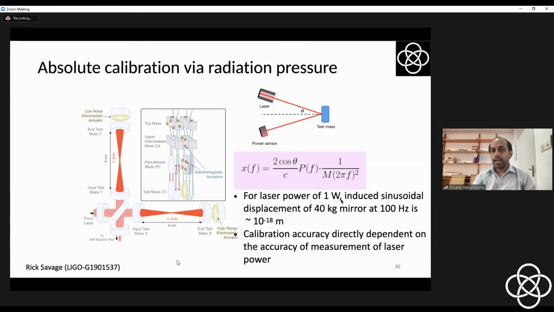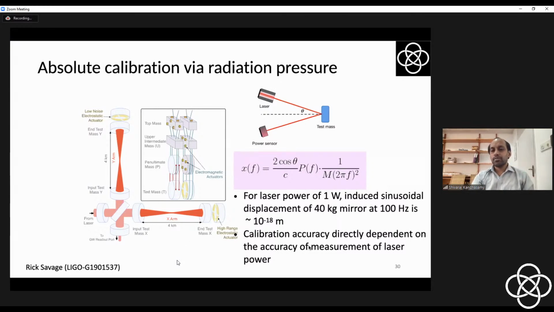If I take a 1 watt laser and modulate the laser light at 100 hertz on a 40 kilogram mass, which is the mass of the mirror at LIGO, this produces a length motion of this mirror at the level of 10 to the power minus 18 meter. It turns out that it is the same length fluctuation a gravitational wave produces. So by using this mirror system, we can calibrate this gravitational wave detector for measuring a gravitational wave signal.